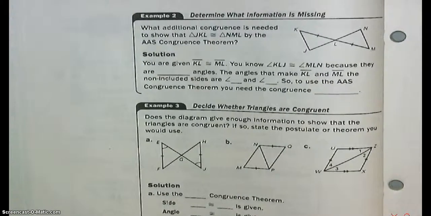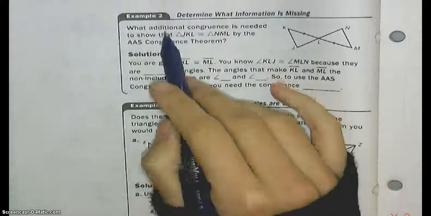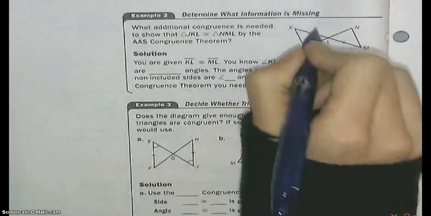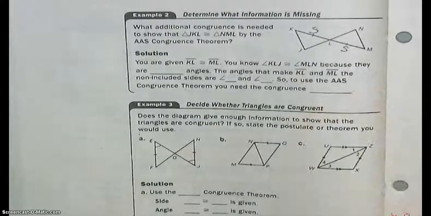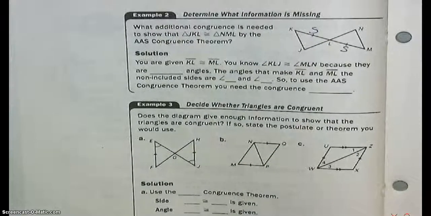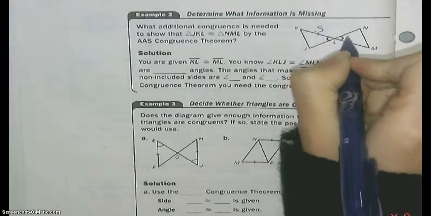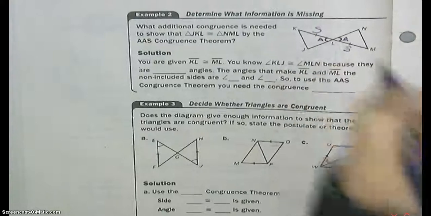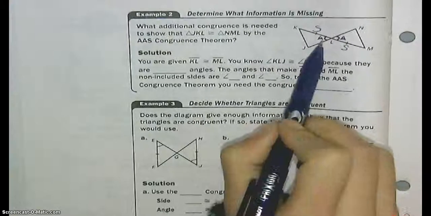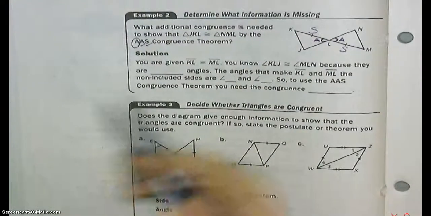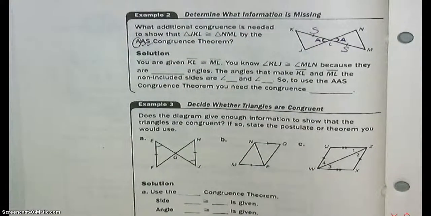Determine what information is missing. What additional congruence is needed to show these triangles are congruent by angle, angle, side? Well, let's see what we have already. We have a side. What else do we need? That's what it's asking. Well, oh, I see vertical angles. Anytime you see vertical angles, you put an A there. So we've got an angle and a side. What else do we need? We need another angle.